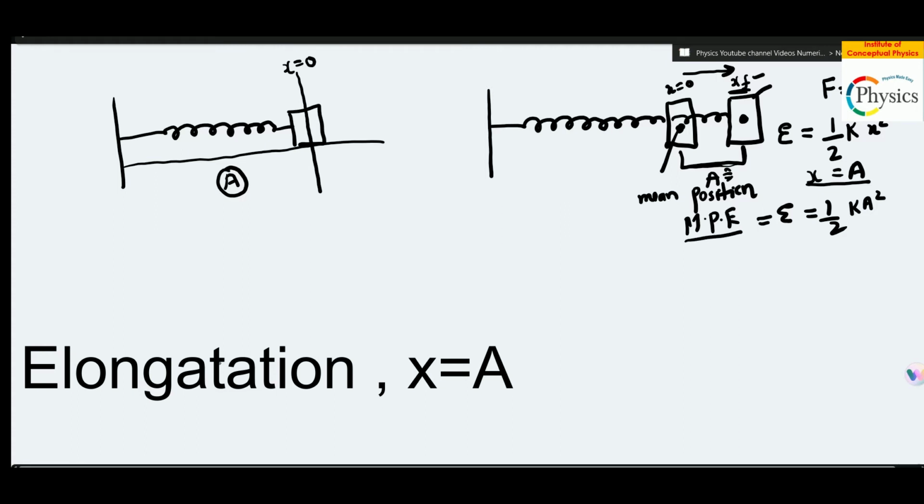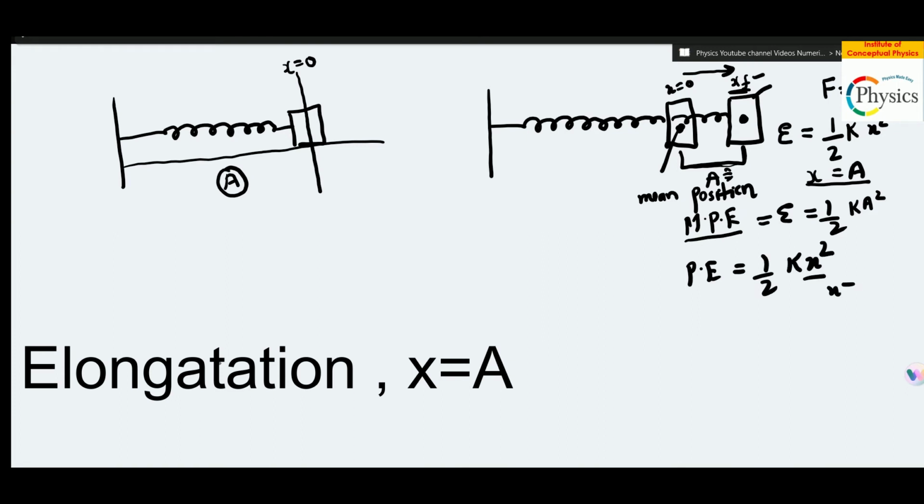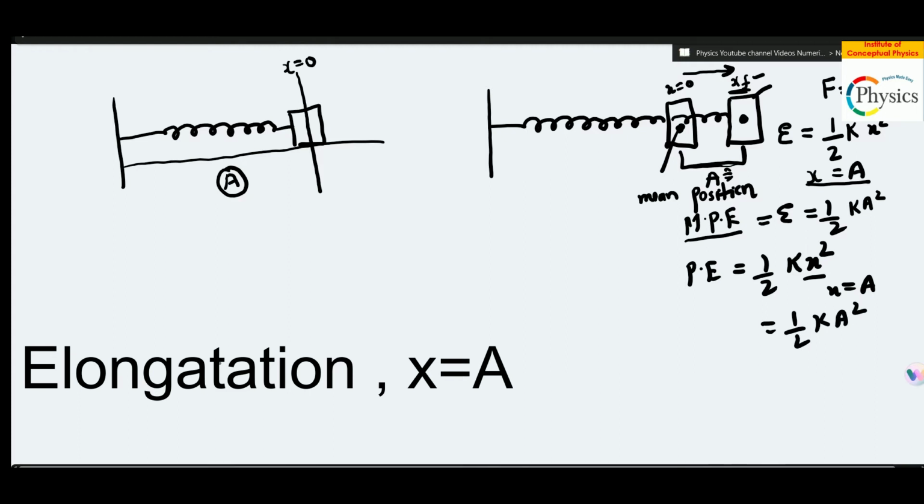You must understand this, that if you pull a spring, generally the potential energy in a spring, if you remember, is half kx squared. But since your x is equal to A, you're at the extreme position. I'm calling this A as the extreme position. This is half kA squared. This is potential energy, the highest potential energy, so I will call it maximum.